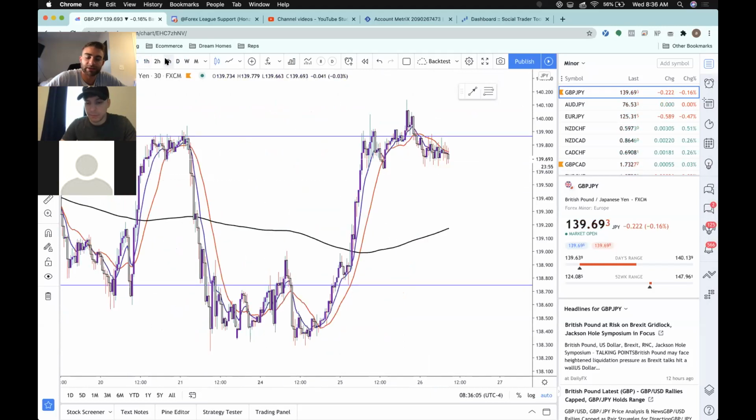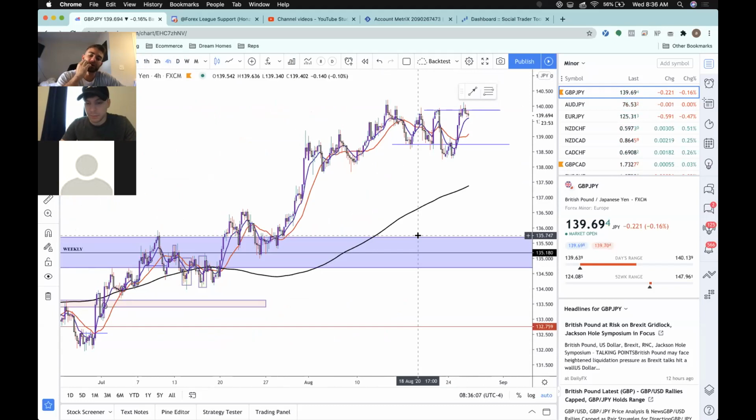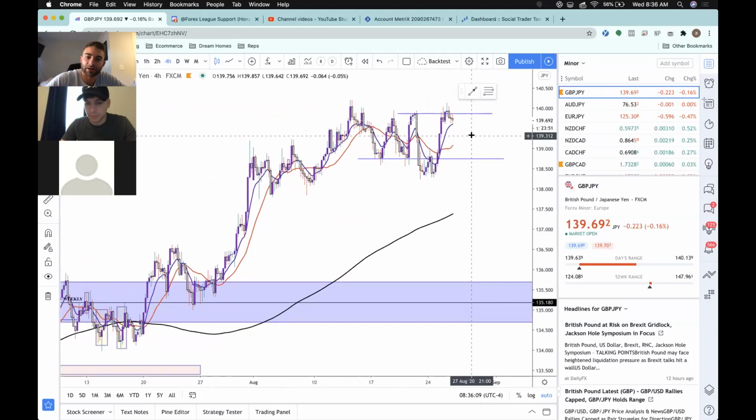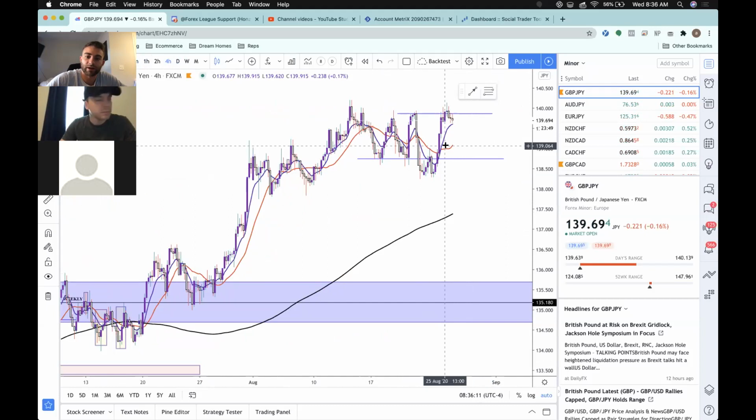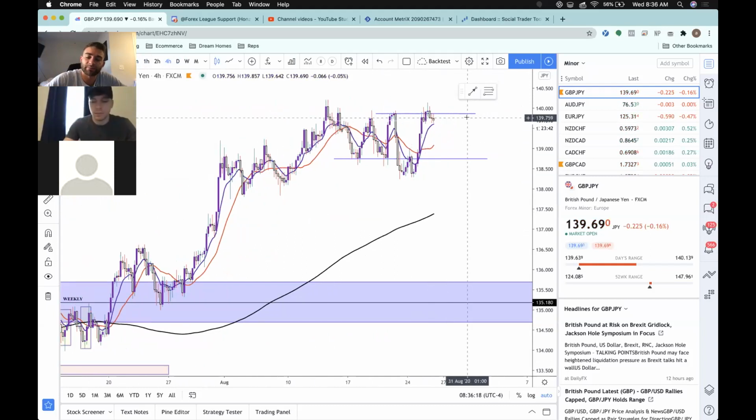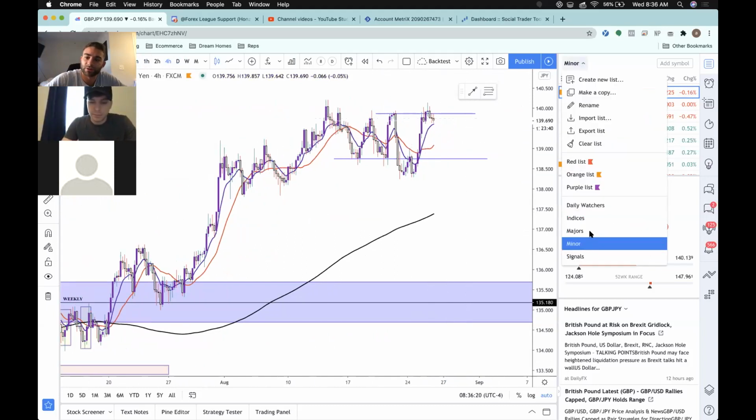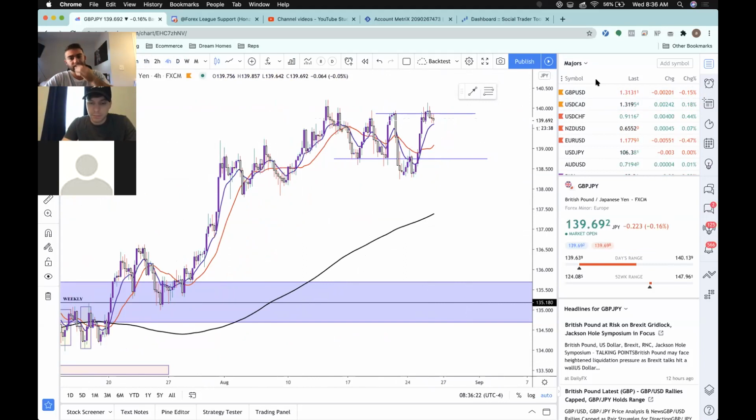We need to see some sort of pullbacks. Like Nick was going over, ideally we're looking to get in on these higher lows on the 4-hour, these areas. And there was really no opportunity with this right now. So we're going to have to wait a little bit longer with GJ. But that's everything that I wanted to cover for you guys today.